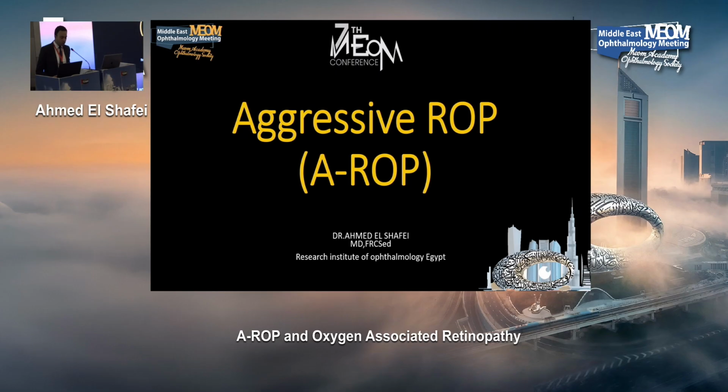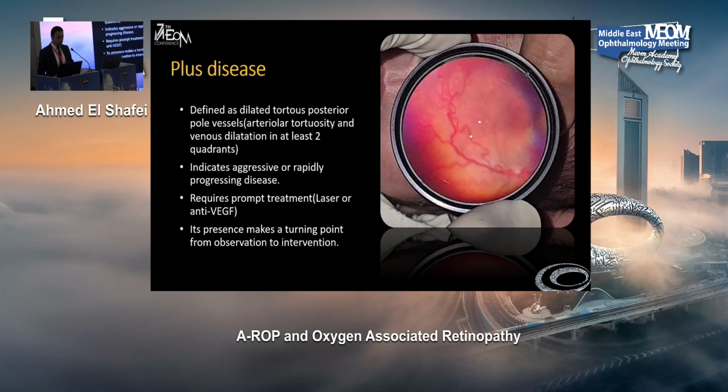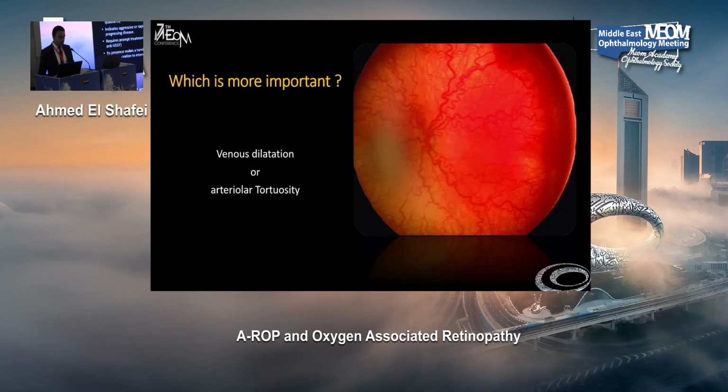I'm talking today about the aggressive ROP. You have to take quickly the classification, as mentioned before, which depends on the location, severity, and the extent, the presence of plus or pre-plus, and the aggressive ROP. Talking about the aggressive ROP, I'll just talk quickly about the plus disease, defined as dilated tortuous vessels, as mentioned before today, which indicates aggressiveness of the disease, requires prompt treatment, and its presence makes a turning point during the observation.